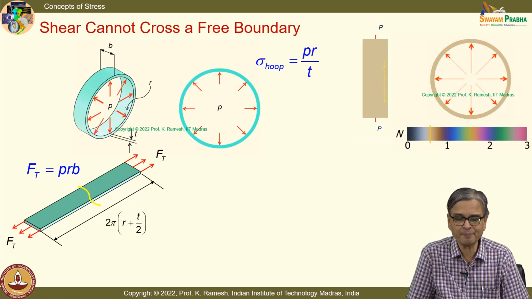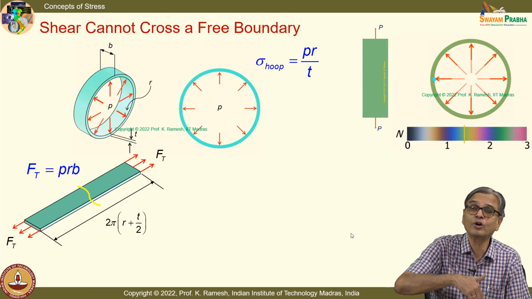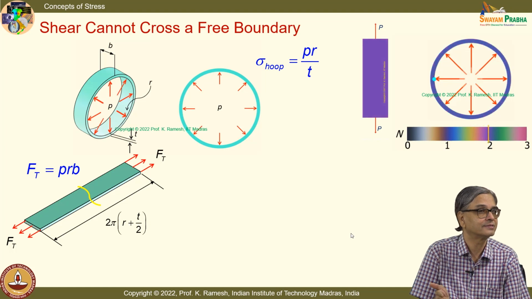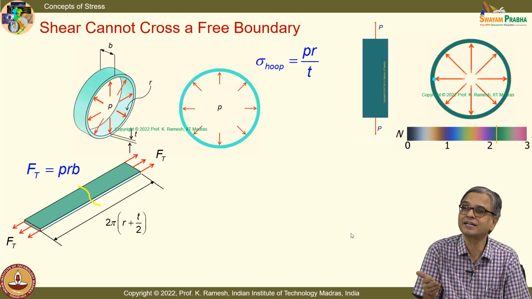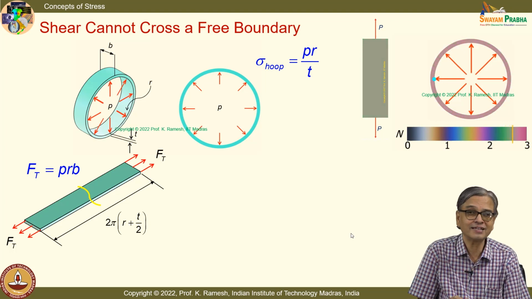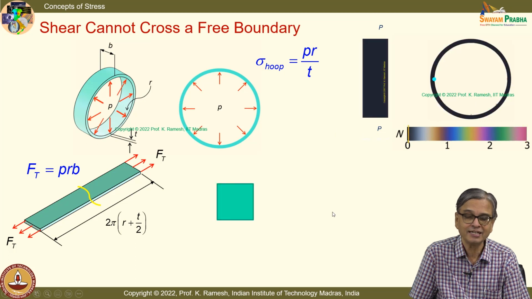Now let me take up a point. Okay, I take a point on this. Now, how have you loaded this boundary? You have loaded this boundary with an internal pressure. And when you have internal pressure, it's all radial to the surface. There's nothing tangential to it. Suppose I take up a point and investigate, can there be shear on this?